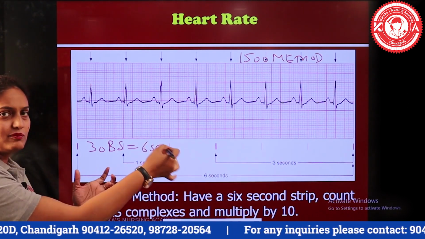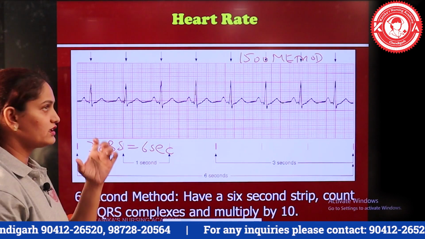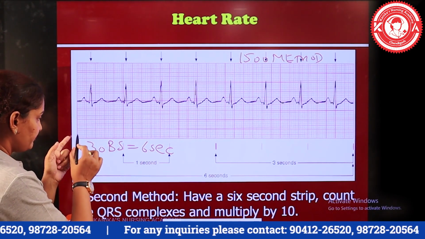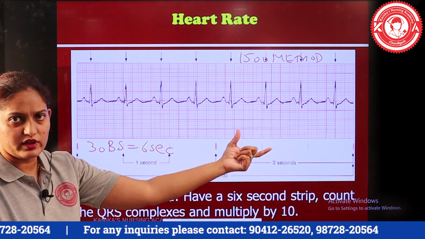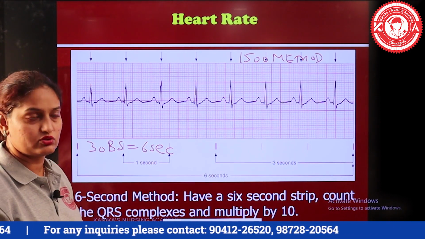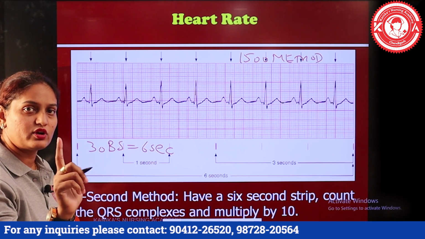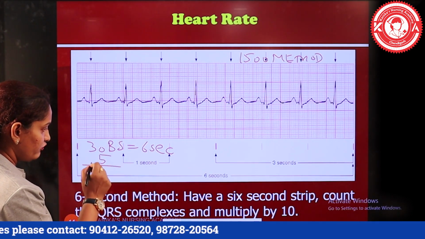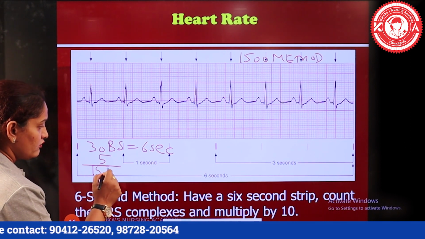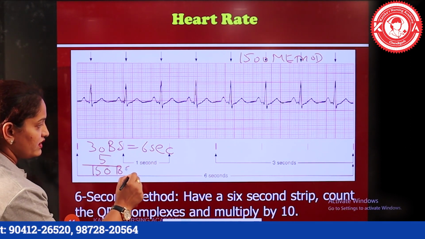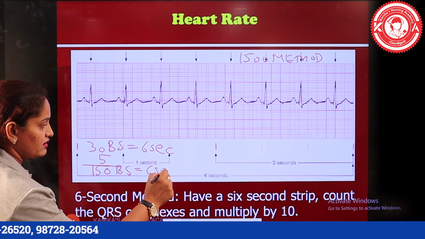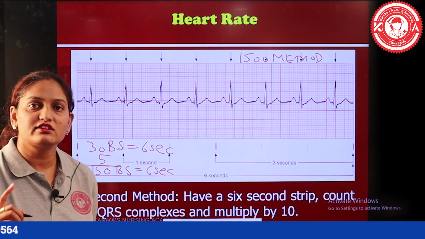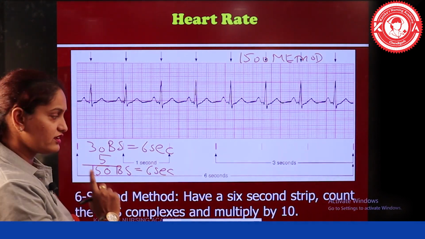And we multiplied it by 10, making it 60 seconds for the heart rate. Now, how many small squares will the 30 big squares have? Every single big square has 5 small squares. So we multiply 30 by 5, and it comes out to be 150 small squares in 6 seconds. And again, I would just repeat the point that we calculate the heart rate in 60 seconds, that is 1 minute, not 6 seconds.